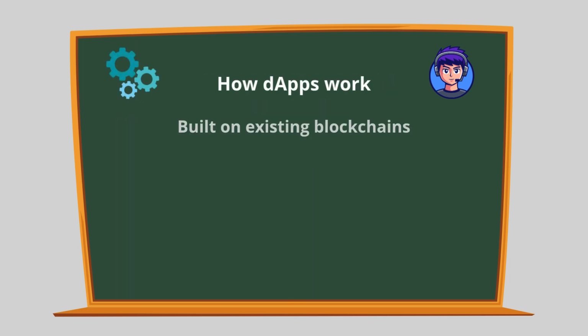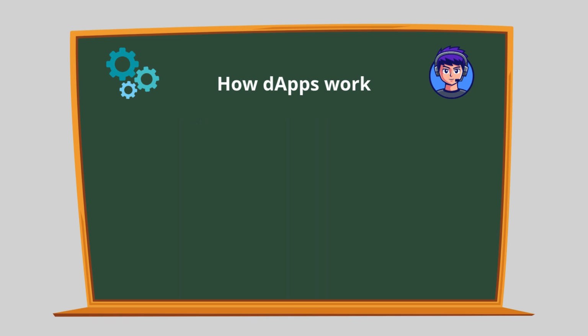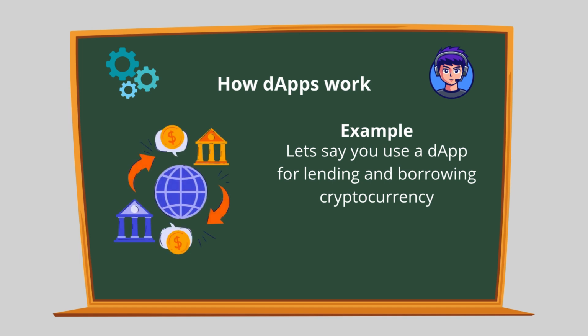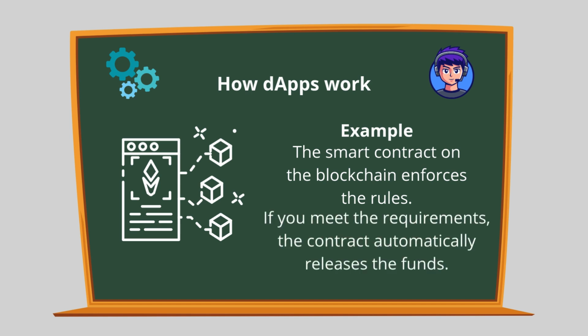Most dApps are built on existing blockchains such as Solana, Ethereum, or Polygon. These blockchains offer platforms that developers can use to write smart contracts, which are self-executing pieces of code that live on the blockchain. Let's say you use a dApp for lending and borrowing cryptocurrency. Instead of relying on a bank to handle transactions, the smart contract on the blockchain enforces the rules. If you meet the requirements, the contract automatically releases the funds, no middleman required.